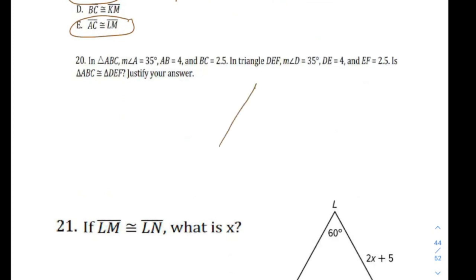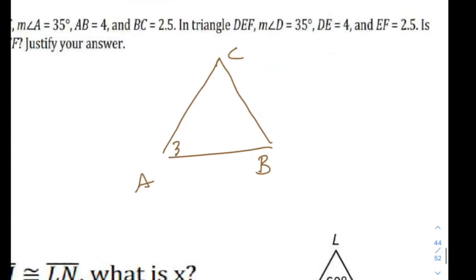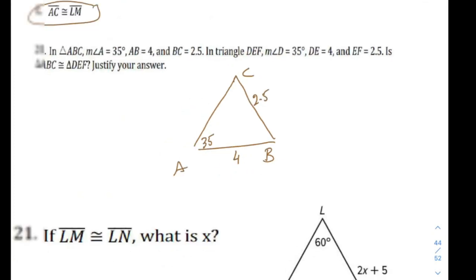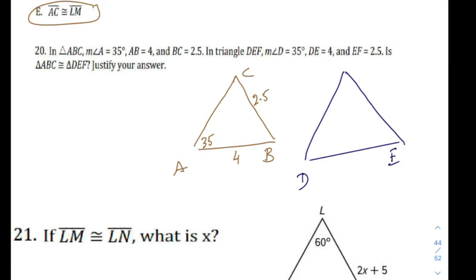In triangle ABC, measure of angle A is 35, AB is 4, BC is 2.5. In the other triangle, DEF, measure of angle D is 35, DE is 4, and EF is 2.5. Is triangle ABC congruent to DEF? Is there anything that shows that?